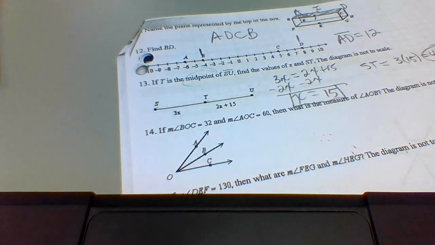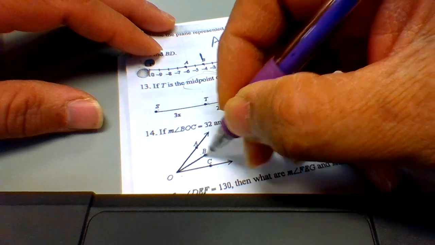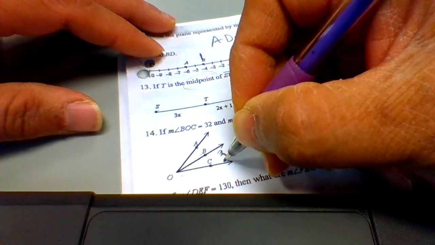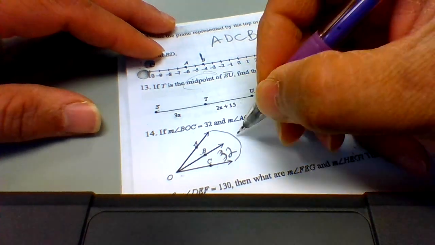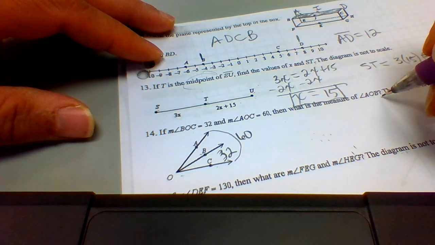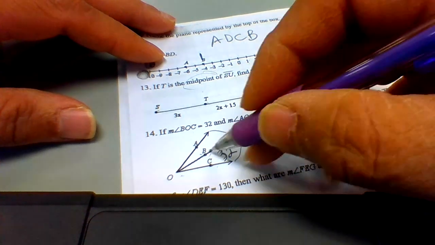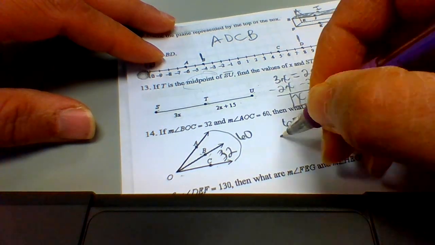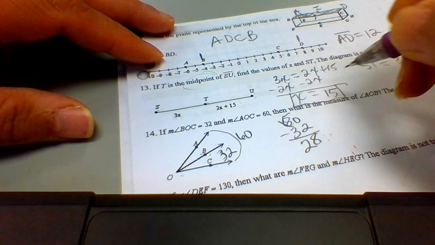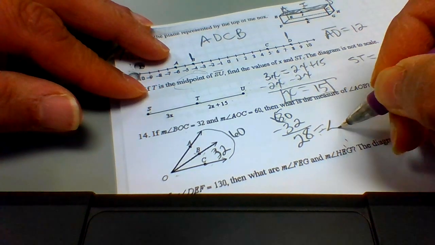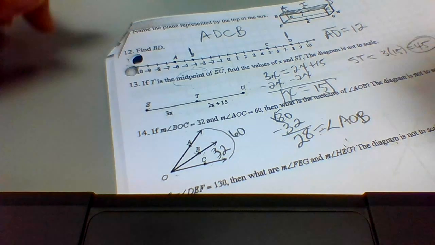Next one, if angle BOC, so come in and label what they're talking about. BOC, that's this angle here, is 32. And AOC, the whole thing, is 60. I've got to find angle AOB. So the whole thing is 60. This much is only 32. So I've got to take the 60, subtract the 32. And that becomes 28. So angle AOB is going to equal 28 degrees.